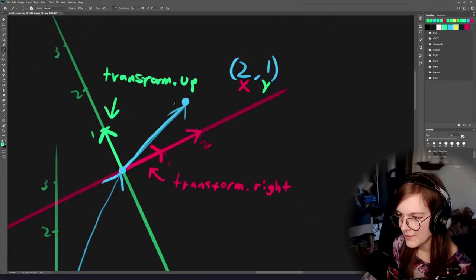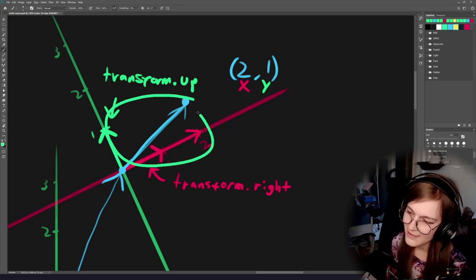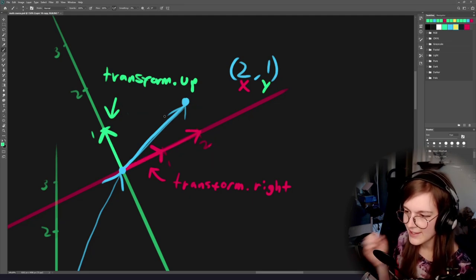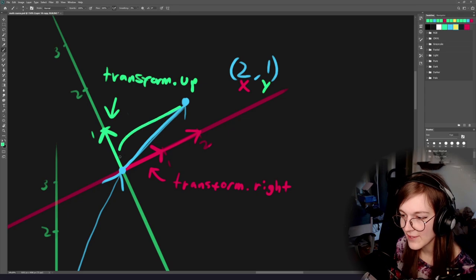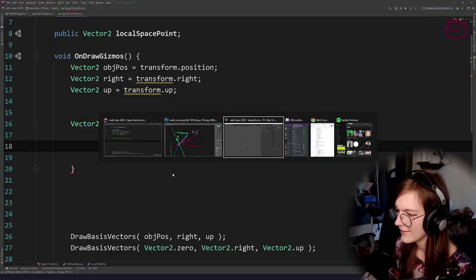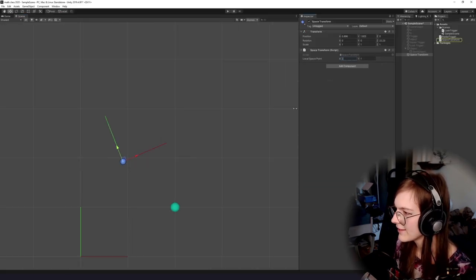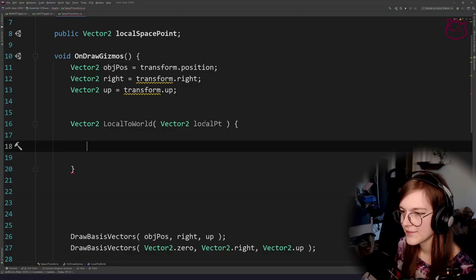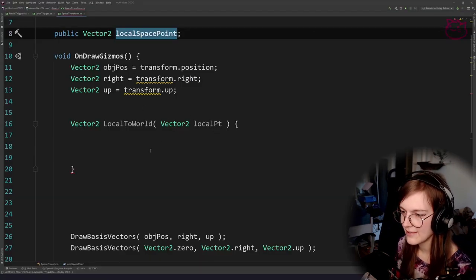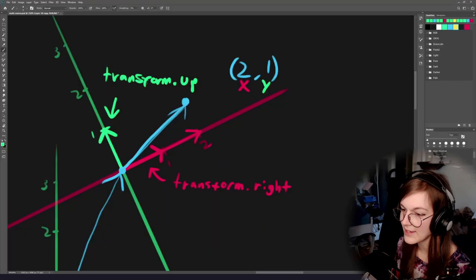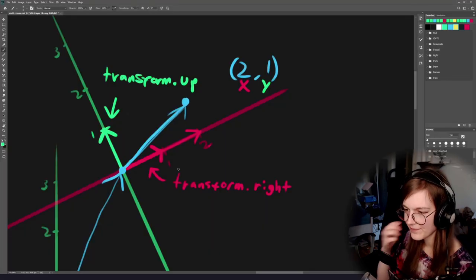So the first thing we want to get is this vector, the blue vector right here in world space. We have this vector in local space. Let's actually use the same data, x2 and y1. So we have that in, we want to get this vector right here.